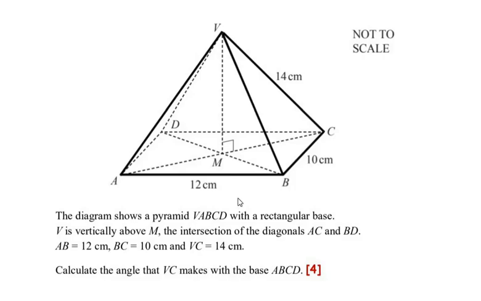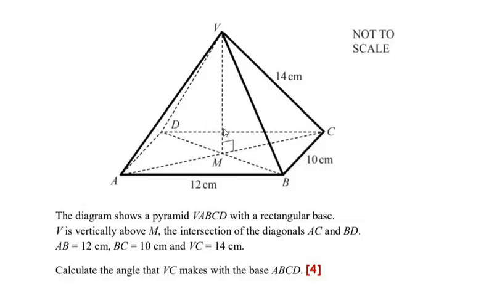In this video we are going to solve a question which is a combination of mensuration and trigonometry topics. The diagram shows a pyramid VABCD with a rectangular base. V is vertically above M, that is the intersection of the diagonals AC and BD. AB is equal to 12 cm, BC is equal to 10 cm and VC is equal to 14 cm. Calculate the angle that VC makes with the base ABCD.